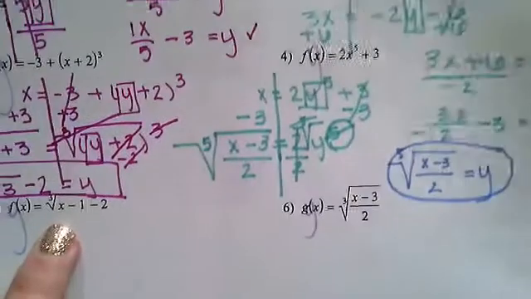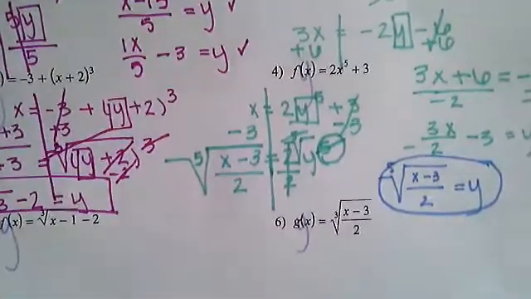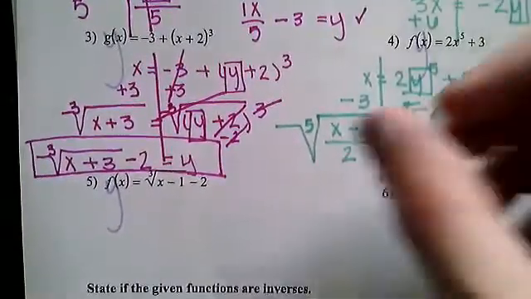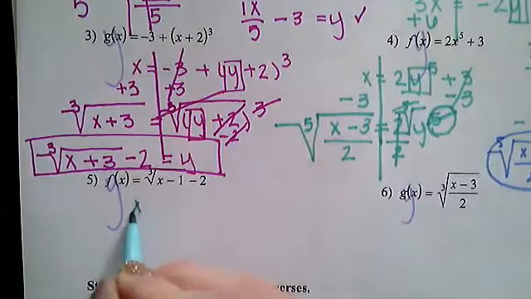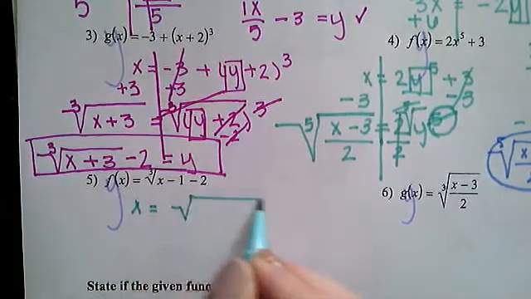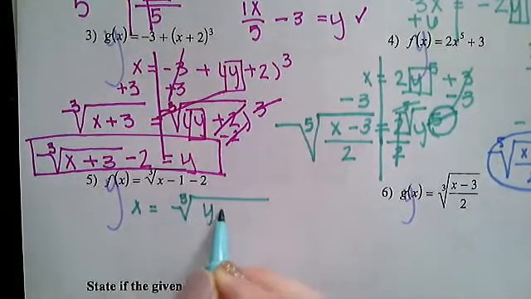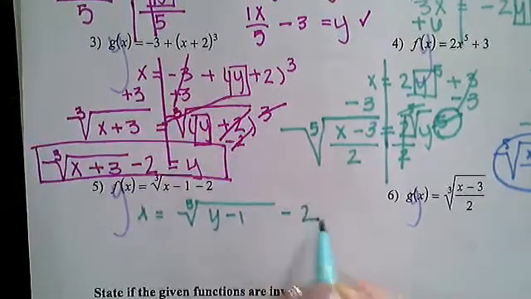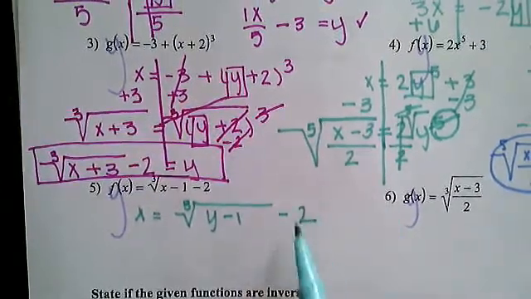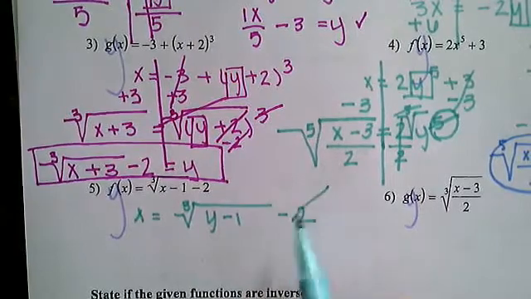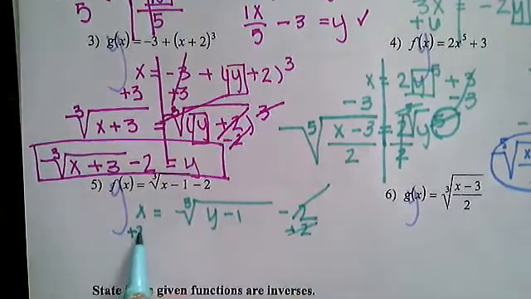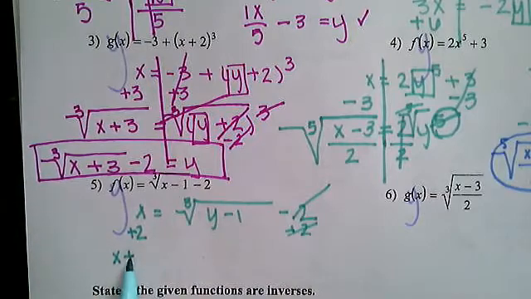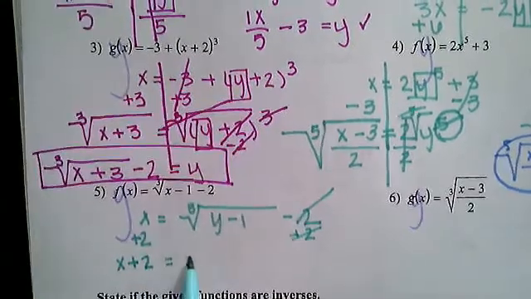So some of them have radicals to start, and you're going to be doing the opposite, which is exponent. So for this one here, after you switch your X and your Y, you can get rid of that number that's kind of an outsider to the radical first. So we're going to add that over. So that gets us X plus 2.